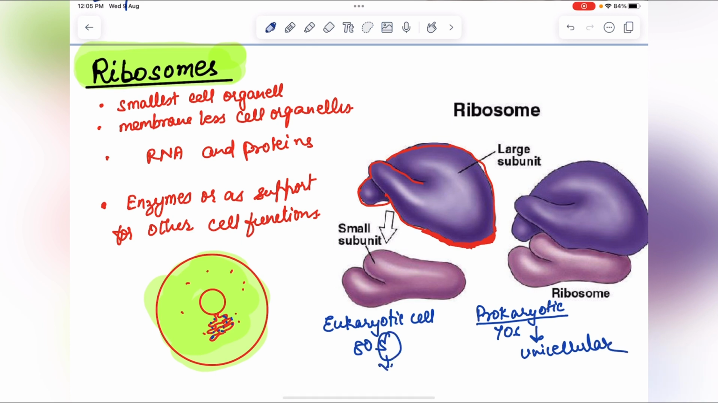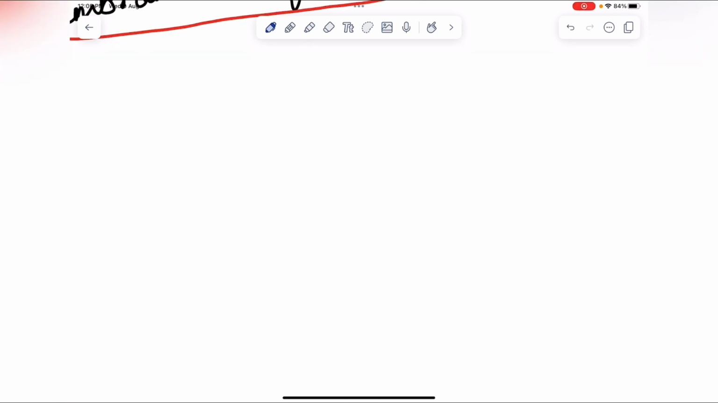What is S? S is the Svedberg unit, and S stands for sedimentation coefficient. What is the sedimentation coefficient? It is measured as the density and size of the subunits of ribosomes. A eukaryotic cell will have 80S ribosomes, and these ribosomes have two subunits.